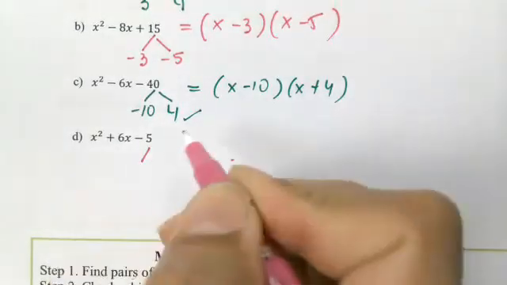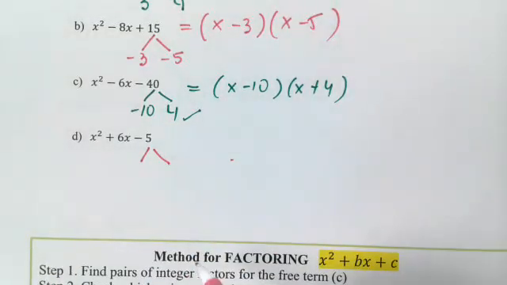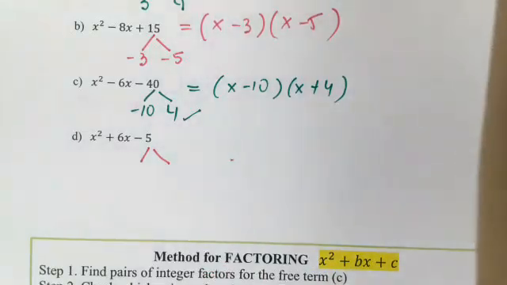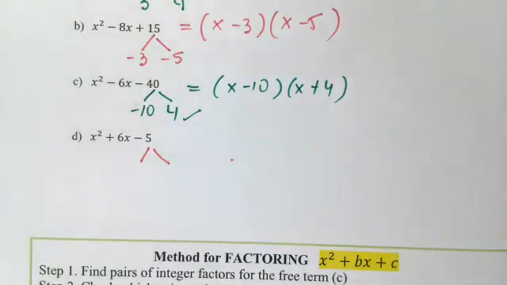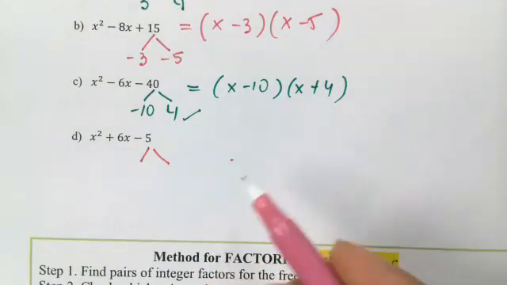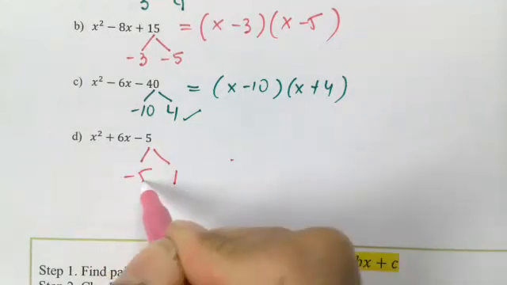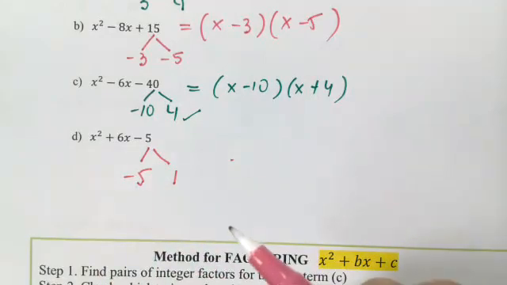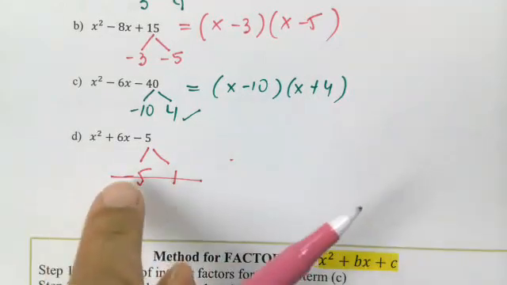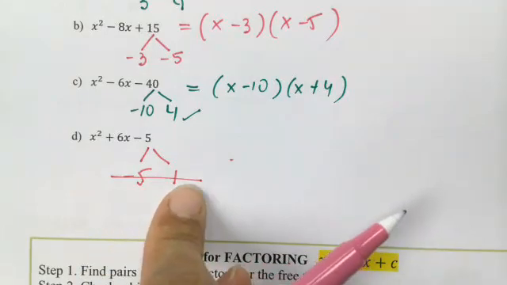-5. -5 and 1 are not factors of 5. I know, this one is the trap one. Okay. So -5 and 1 are factors of -5, but it doesn't work because -5 plus 1 is -4.